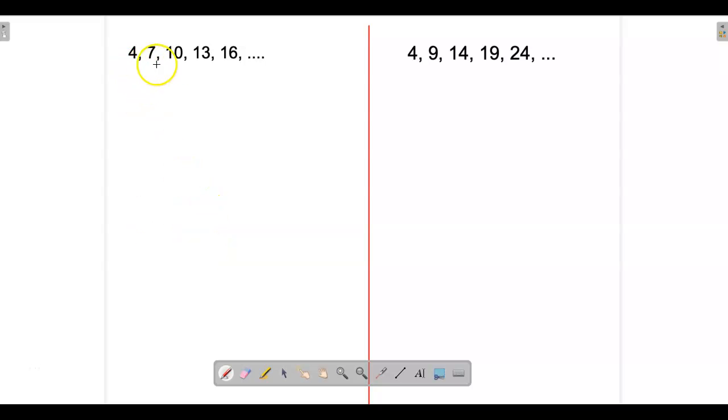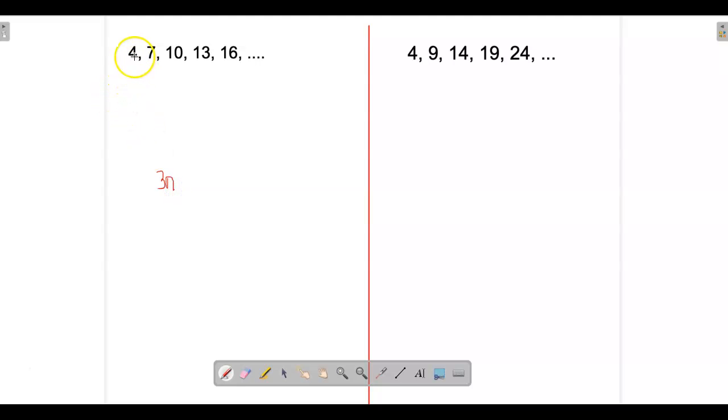We have two different sequences of numbers here, and for each one we're going to work out a formula, but we're going to express the formula in different ways. So for this one, the easiest way to do it is to look for the common difference. Now the common difference is 3. So because the common difference is 3, I know my formula is going to start with 3n.